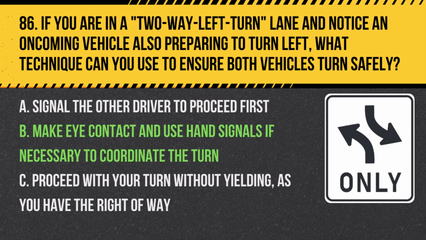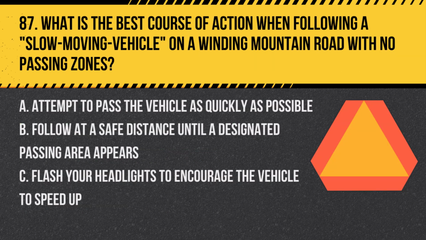Answer B. Make eye contact and use hand signals if necessary to coordinate the turn. Clear communication and coordination with the oncoming driver are key to safely executing simultaneous left turns from a two-way left turn lane. Question 87. What is the best course of action when following a slow-moving vehicle on a winding mountain road with no passing zones?